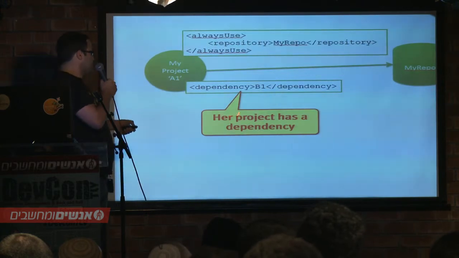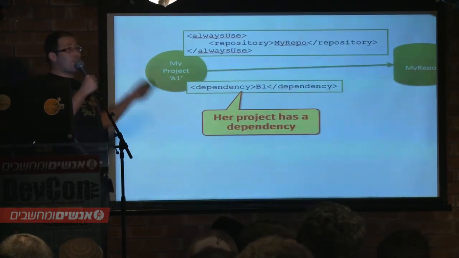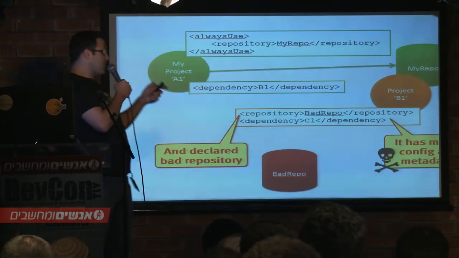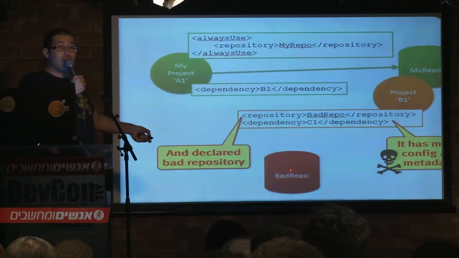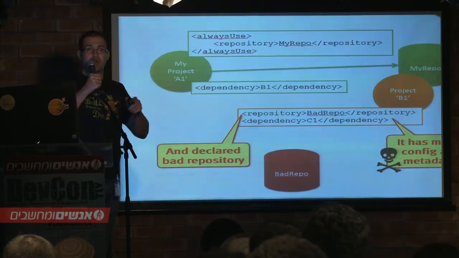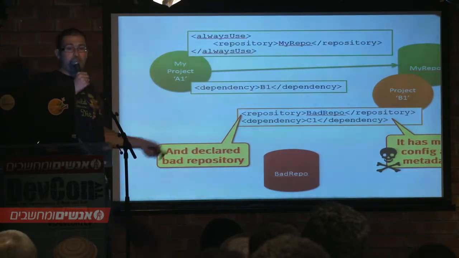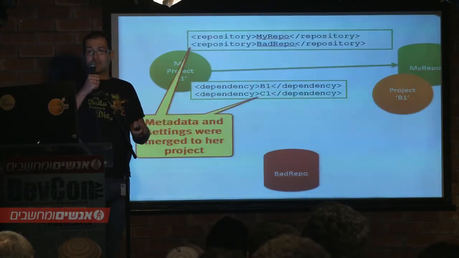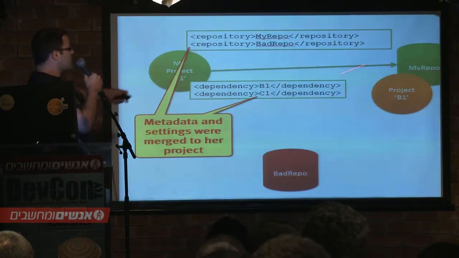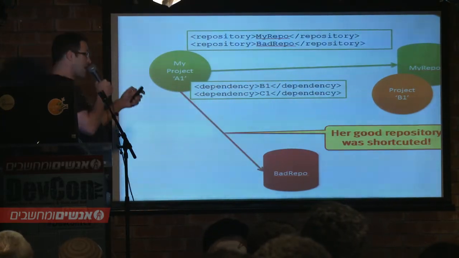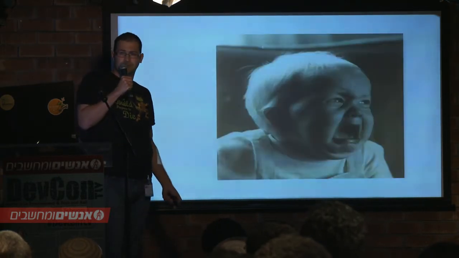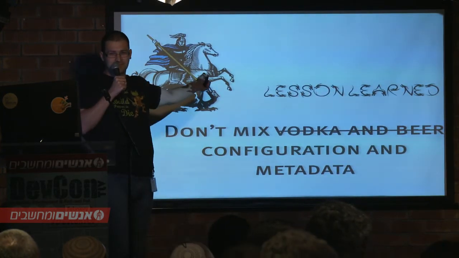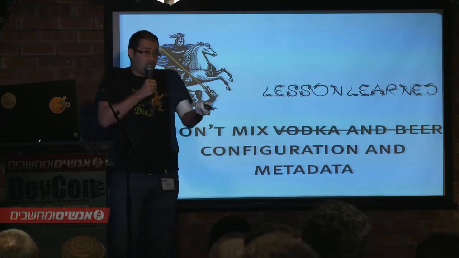And now it has a dependency. The dependency is taken from the right place. But this dependency mixes configuration and metadata. Inside this dependency, we will find a definition of another repo. A definition of a repo is not metadata, it's configuration. When it is mixed inside the dependency itself, bad things happen. What actually happens now is that this definition of a bad repository mixes with the definition of the good repository, and the good repository is shortcut when some other dependency is needed. The user won't be happy. So guys, don't mix configuration and metadata. You can mix vodka and beer, naturally.